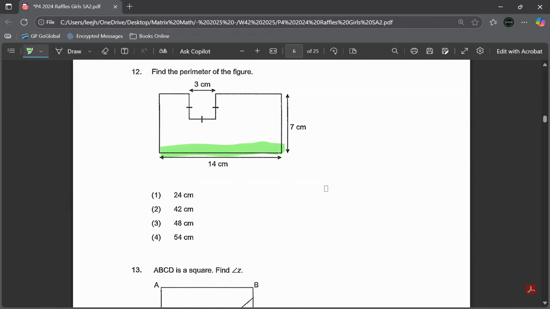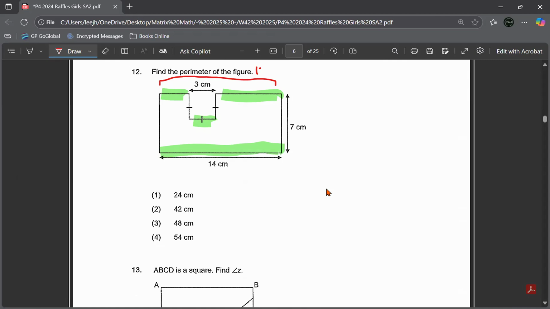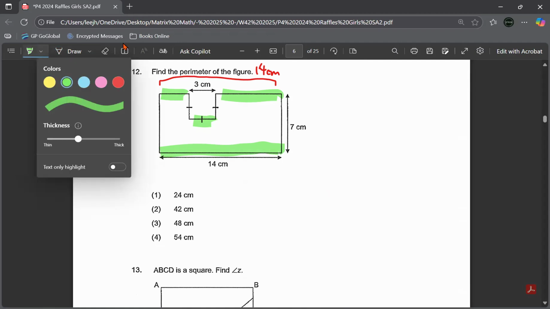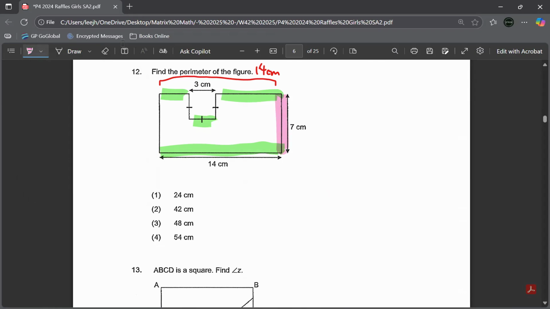So the other length will also be 14, right? It will be this one, and this one. So this is also 14. This whole thing is also 14 cm. So the breadth is 7. This is the breadth as well, which means this is also 7 cm.